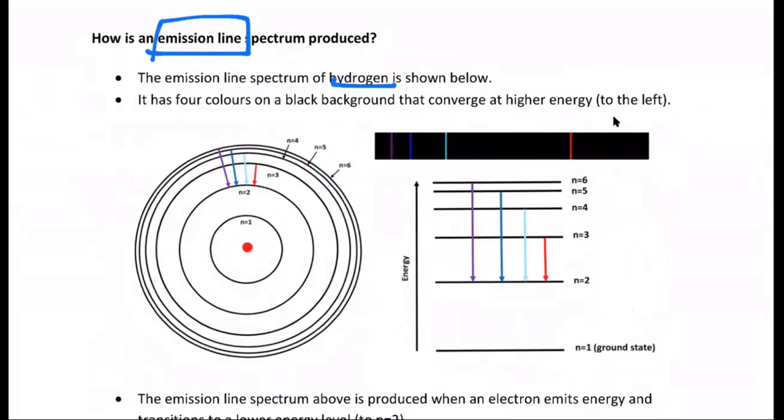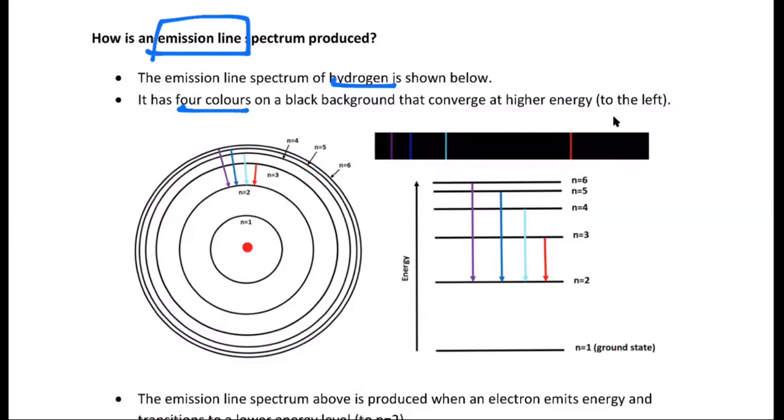It has 4 colors. It has 4 different wavelengths of light, and they're on a black background, and they converge at the higher energy. Converge means they get closer together. So if you look here, the blue and violet, indigo violet colors are all closer together than the red that's over here. So converge also means if you look at the Bohr model here, the space between the first 2 energy levels, that's a lot of space there. But if I get up here, between 4, 5, and 6, there's not a lot of space. So the higher the energy level, the more converged they are. They're closer together.